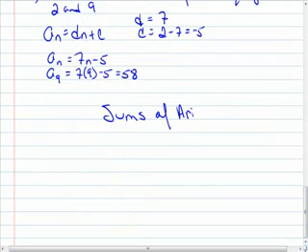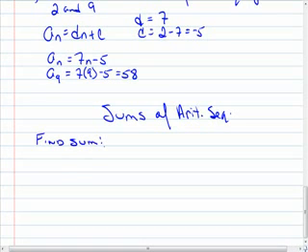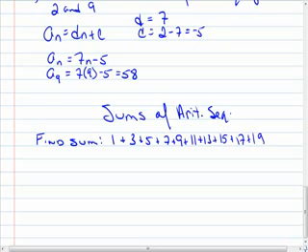Sums of arithmetic sequences. What do we mean by the sum of an arithmetic sequence? We mean where you take all the terms of your arithmetic sequence and you add them up. So here's a sum for a particular sequence: 7, 9, 11, 13, 15, 17, 19. So there's a sequence.